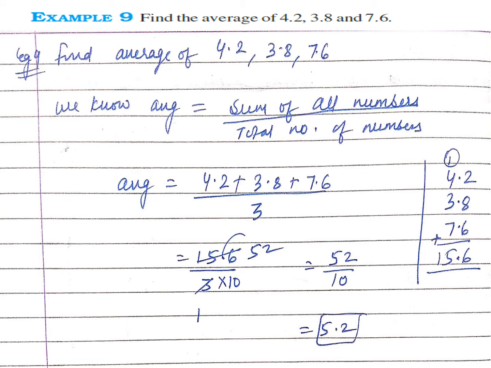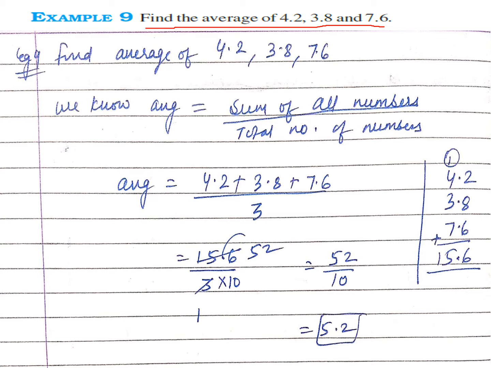Now the question is: find the average of 4.2, 3.8 and 7.6. Very simple question. Average we all know. Average we also find for our subjects. Suppose we have got 5 subjects. We add their marks and we divide by 5 to find the average marks.